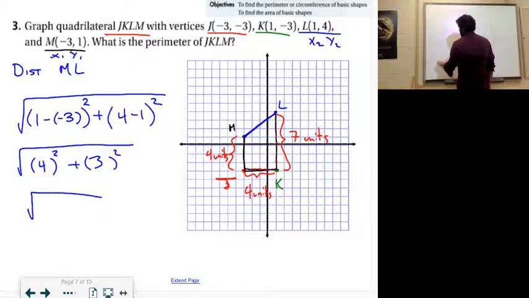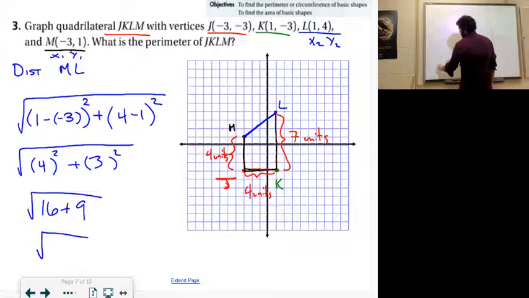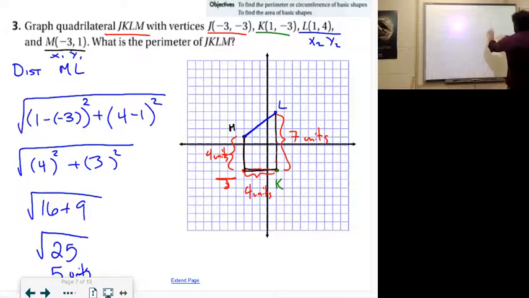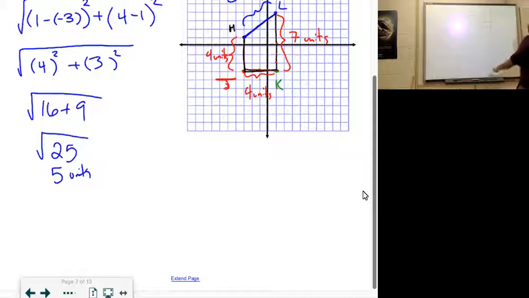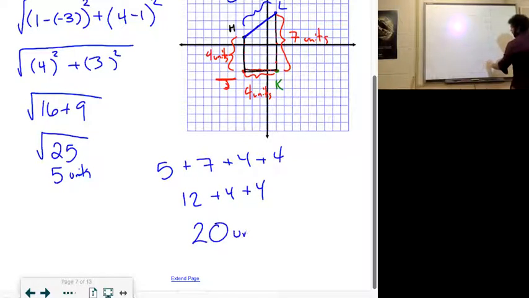So keep going. 4 squared is 16. 3 squared is 9. Square root of 16 plus 9 is square root of 25, which is equal to 5 units. So I have this distance here at 5 units. And perimeter is just the sum of those 4 sides, right? So it's 5 plus 7 plus 4 plus 4. So what does that give us? 12 plus 4 plus 4, total of 20 units. Don't forget to include your unit of measure.